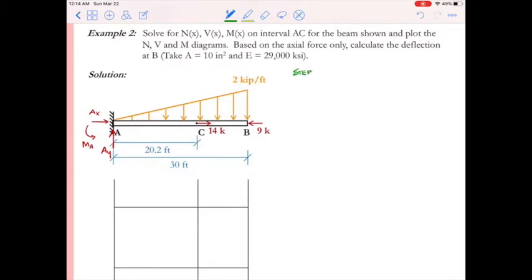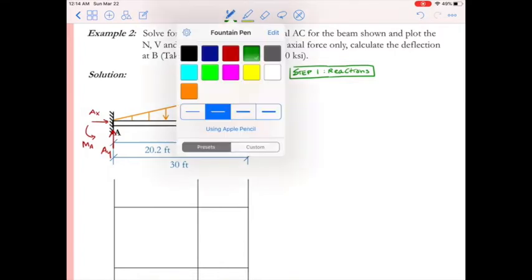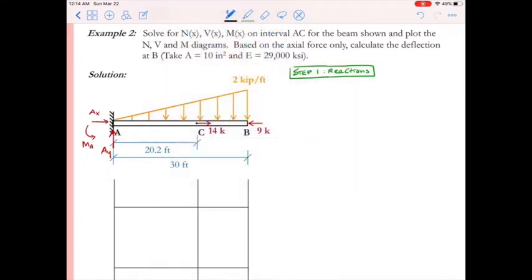In this case, we're going to need them because we're going to be setting up our X coordinate system starting at A and moving from left to right. And so therefore, we're going to need these reactions at the very start, or at the origin, of our X coordinate system. All right, so let's go ahead and get these reactions.